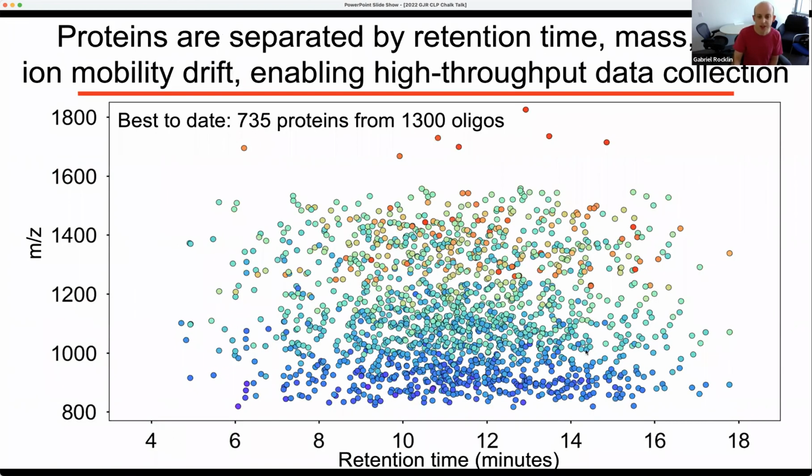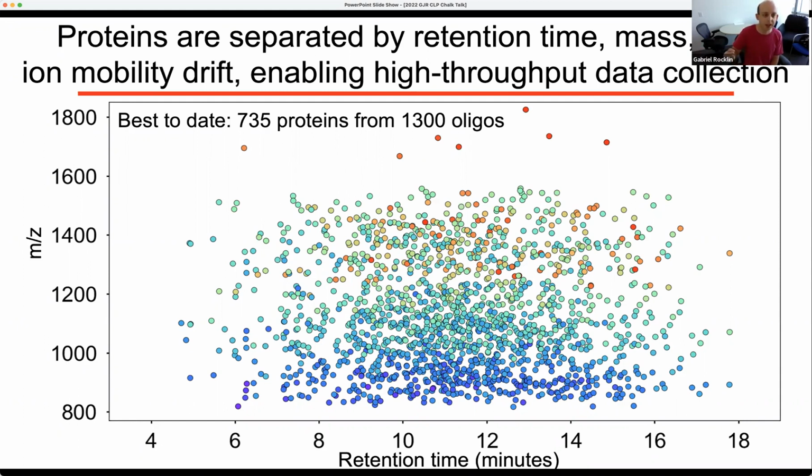So this is just one way of visualizing all the different proteins in our sample. Each protein elutes from the LC-MS at some different time, and all the proteins have different masses. And these masses change a little bit, but they don't change a lot. And then we also have another dimension of separation in our LC-MS experiments called ion mobility. And so all the different proteins here are colored by their ion mobility drift time. But basically, each one of these circles is a different signal.